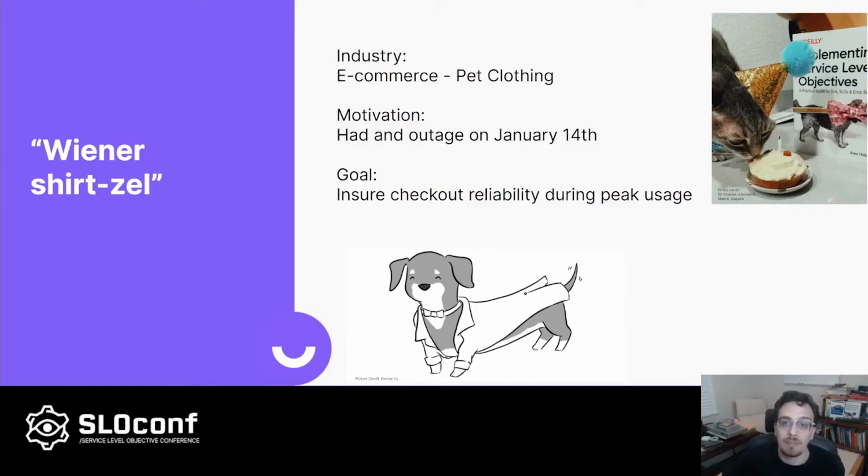Wiener Schnitzel is a fictional e-commerce site from Alex Hidalgo's Implementing Service Level Objectives book. They sell pet clothing, and recently had an outage that contributed to poor user experience. Let's dive in and discover how SLOs can help them become more reliable.